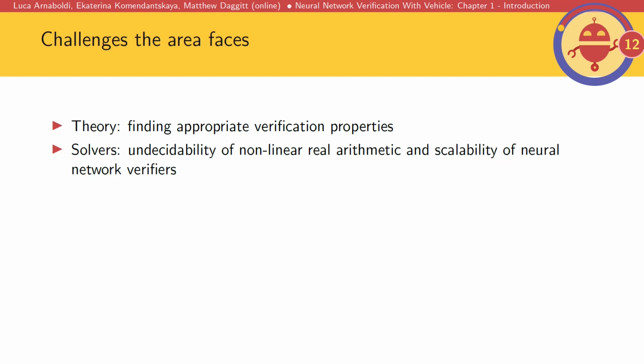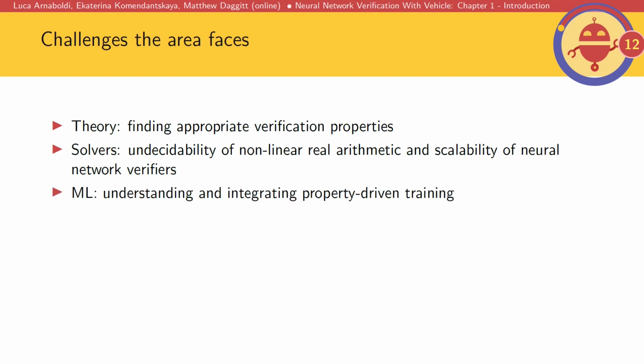Solvers. There is a problem with undecidability of nonlinear real arithmetic if you wanted to use neural networks with real vectors. And of course, scalability of neural network verifiers is a problem as well. SMT solvers initially were not built to work with that huge number of parameters as neural networks hold.